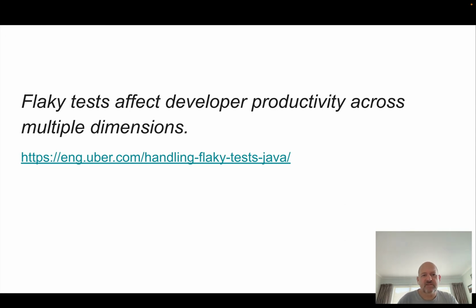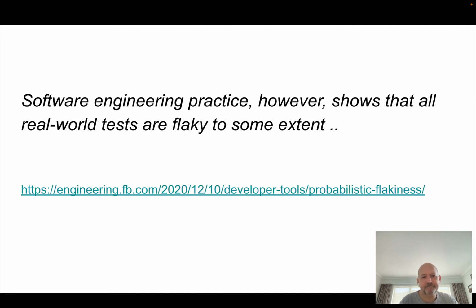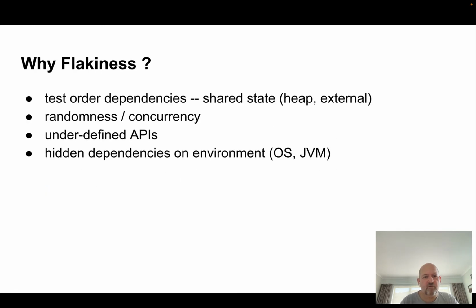So the same blog says, flaky tests affect developer productivity across multiple dimensions. Can flakiness be avoided by better design, better practices? Not really. It can be avoided to some extent, but not completely. A Facebook engineering blog on software engineering practice, however, shows that all real-world tests are flaky to some extent. So maybe that's a little bit of the scene for what I'm going to talk about. So where does flakiness come from?